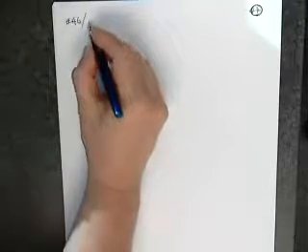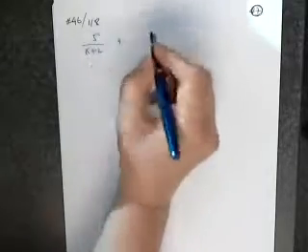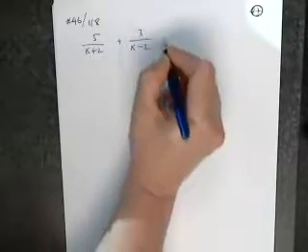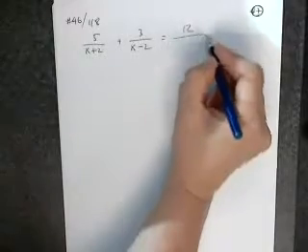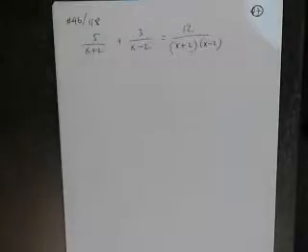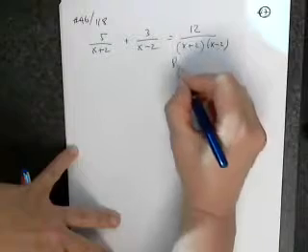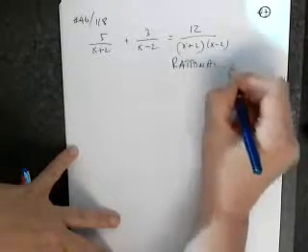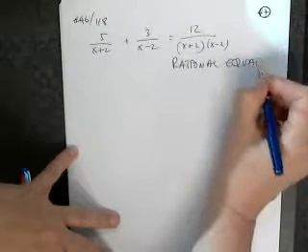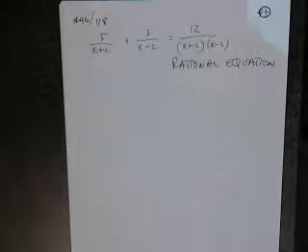46. Where are you? 46. Okay, 5. 46 on 118. 5 over x plus 2 plus 3 over x minus 2 equals 12 over x plus 2 times x minus 2. This is indeed a rational equation. It has x in the denominator. If it doesn't have x in the denominator, it's not rational.